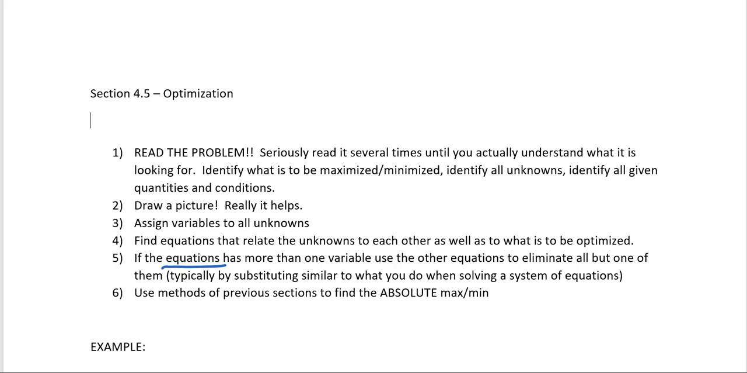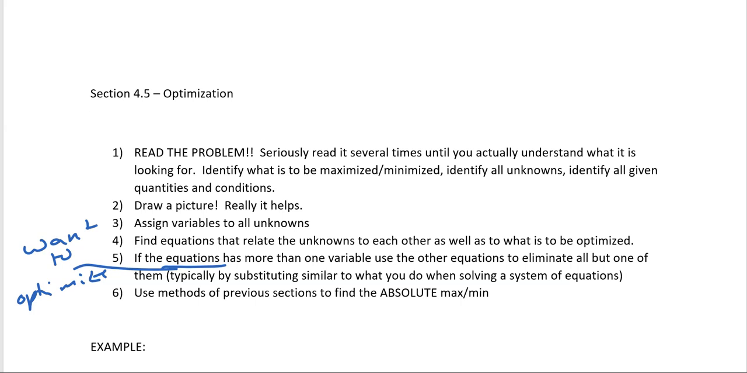If the equation that you want to optimize has more than one variable, then take any of the other equations that you came up with and use those to substitute into the one that you're optimizing, so you only have one variable left. Then find the derivatives, set them equal to 0 to see where you have maxes and mins. If it's closed interval stuff, remember you have to test the endpoints as well, because you want absolute max and min, not just the local ones.